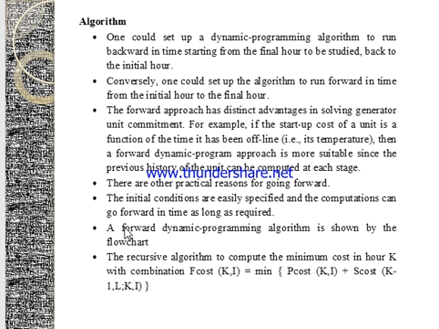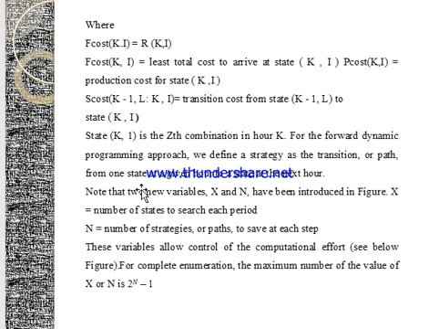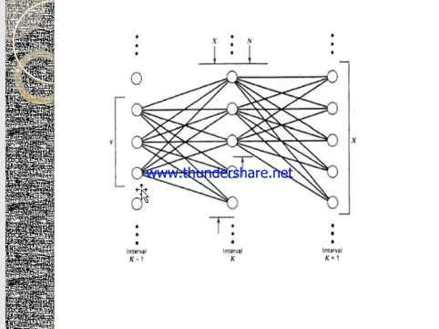There are practical reasons for going forward. The initial conditions are easily specified and the computations go forward in time as long as required, and the forward dynamic programming algorithm can be easily enabled with the recursive algorithm in order to compute the minimum cost of operation. So this is how the forward cost is framed, and the transition cost is framed, and how the new variables and the number of strategies are considered for the complete enumeration.